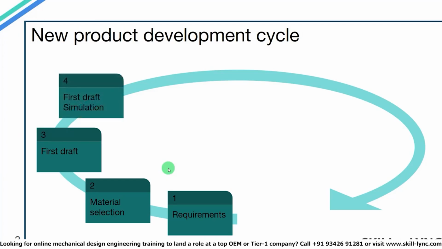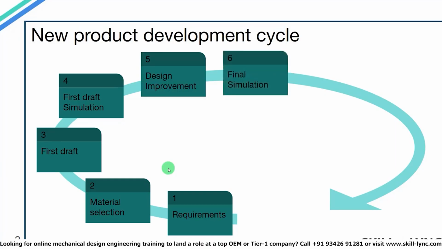Then this CAD model will be sent to the simulation team where the behavior of the component based on loading conditions and different types of analysis will be performed. Based on the results of the simulations done, the simulation team may have suggestions for improving the component, and based on those suggestions, improvements will be done on the CAD model and final simulations will be performed on it.